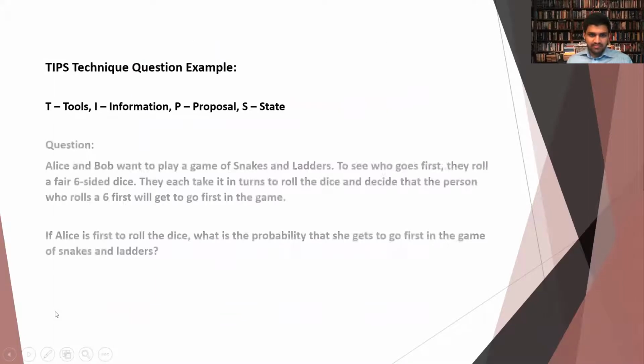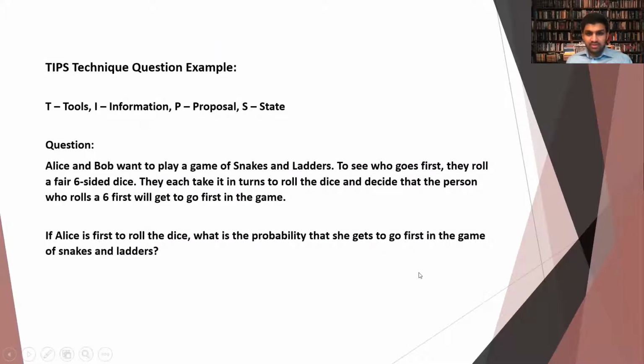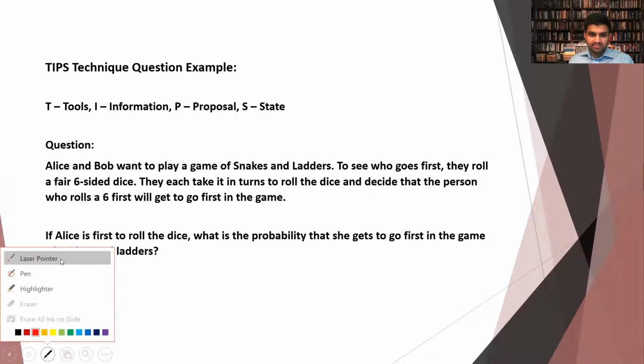So the question I have is, Alice and Bob want to play a game of snakes and ladders. To see who goes first, they roll a fair six-sided dice. They each take it in turns to roll the dice and decide that the person who rolls a 6 first will get to go first in the game. If Alice is first to roll the dice, what is the probability that she gets to go first in the game of snakes and ladders?